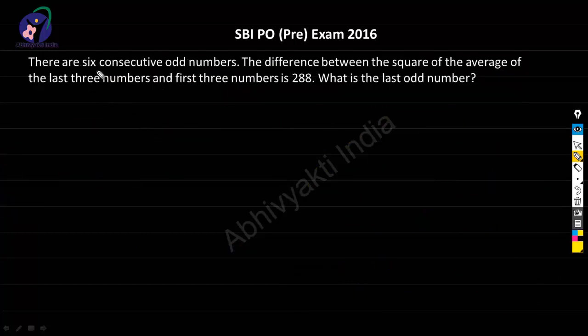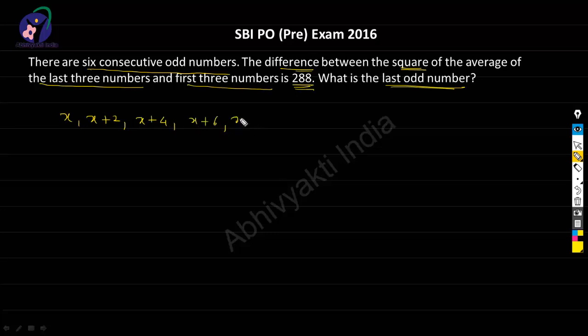Now another question is, there are 6 consecutive odd numbers. The difference between the square of the averages of the last 3 numbers and the first 3 numbers is 288. What is the last odd number? Let the odd numbers be x, x plus 2, x plus 4, x plus 6, x plus 8 and x plus 10.